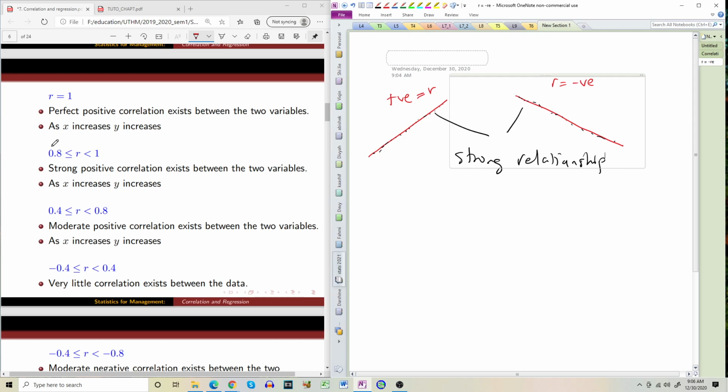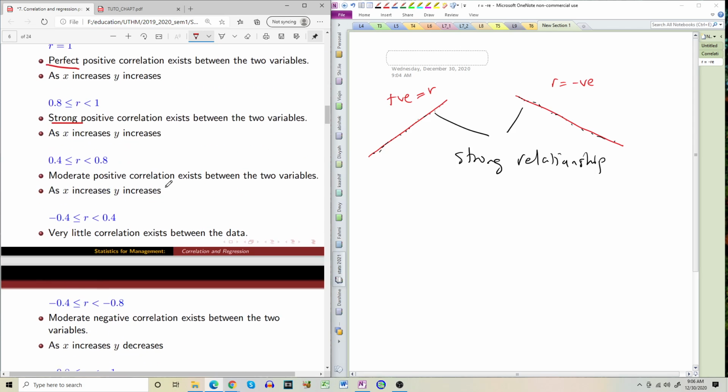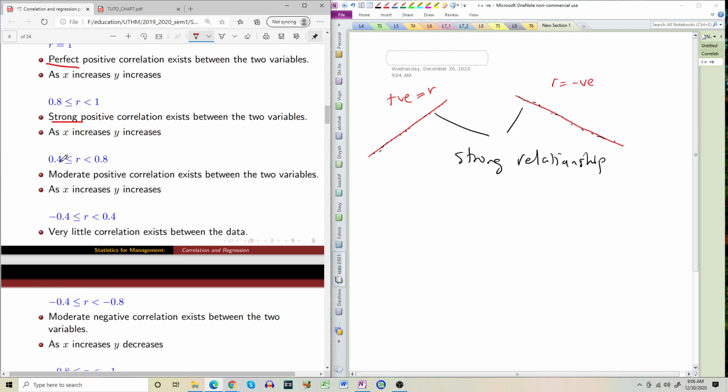If r is in between 0.8 and 1, strong positive correlation. Focus on the word: this one is perfect, this one I just use strong. If strong positive correlation, as x increases, y increases, positive number. Then 0.4 to 0.8, moderate, still positive, and still as x increases, y increases.